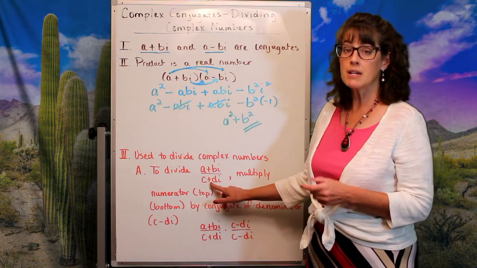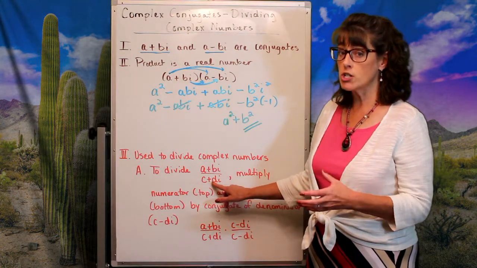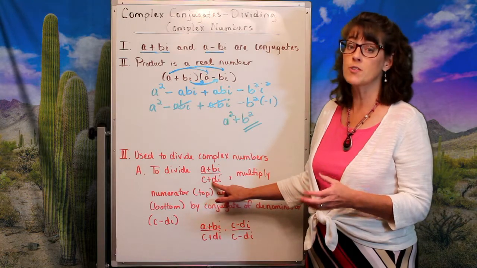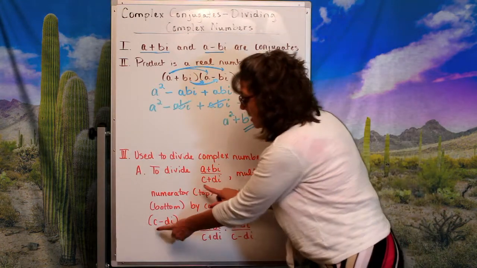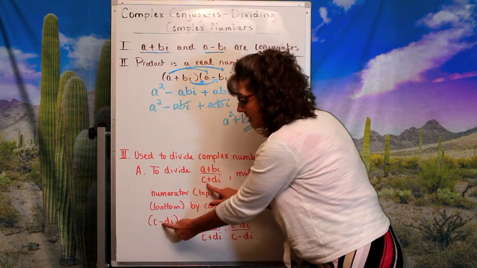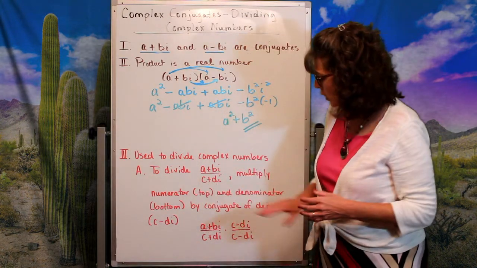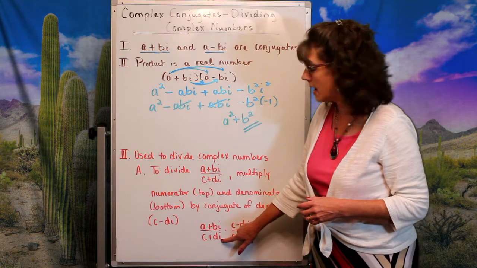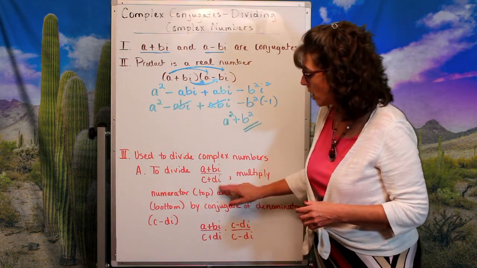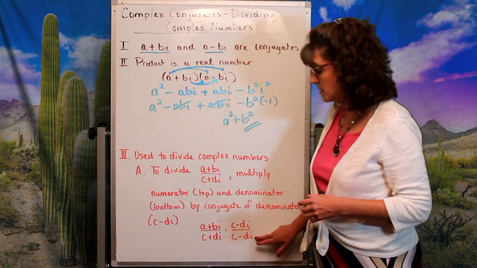This denominator being c plus di, remember conjugates have the same two terms, the only difference is the sign between them. So the conjugate for c plus di will be c minus di. So I will take this fraction right here, a plus bi over c plus di, and multiply the numerator and the denominator by this conjugate, c minus di.